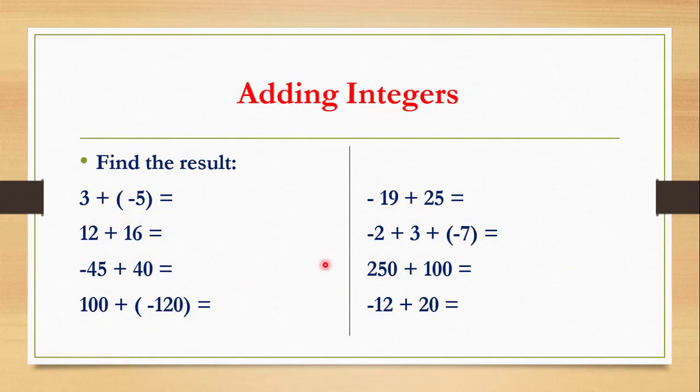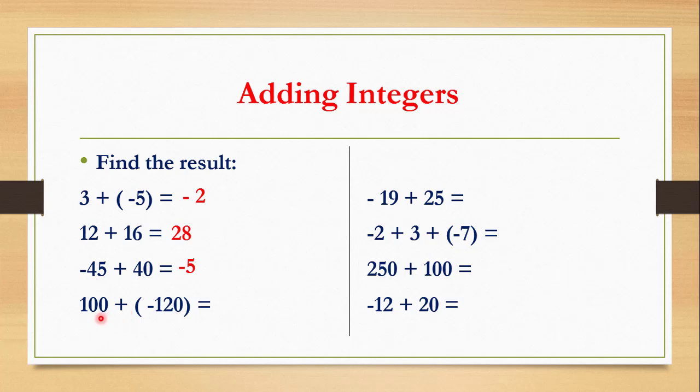The first one, we have 3 plus negative 5. Different sign, take the sign of the greater, negative, then subtract 5 minus 3 equals 2. So the result will be negative 2. 12 plus 16. The same sign, take the sign which is positive, but don't write the positive sign, and add. 12 plus 16 equals 28. Negative 45 plus 40. Different sign, take the sign of the greater which is negative, then subtract. 45 minus 40 is 5, so the result is negative 5.